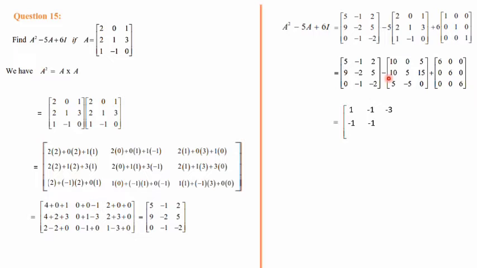Next is 5 minus 15. 5 minus 15 is minus 10. Minus 10 plus 0 is minus 10. Next is 0 minus 5. 0 minus 5 is minus 5. Minus 5 plus 0 is minus 5. It is mentioned here. Next is minus 1 minus minus 5, that is minus 1 plus 5. Minus 1 plus 5 is 4. 4 plus 0 is 4. Next is the last element, minus 2 minus 0, that is minus 2. Minus 2 plus 6 is 4. So that is the answer for A square minus 5A plus 6I.